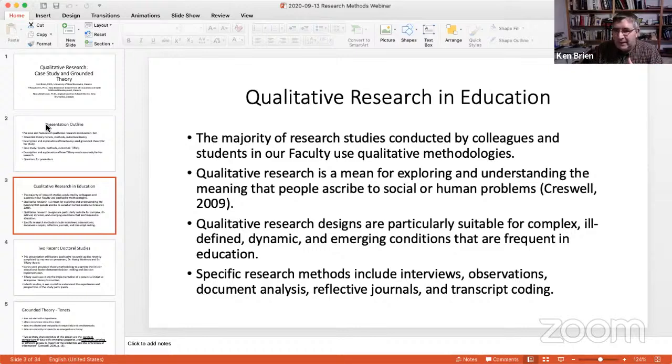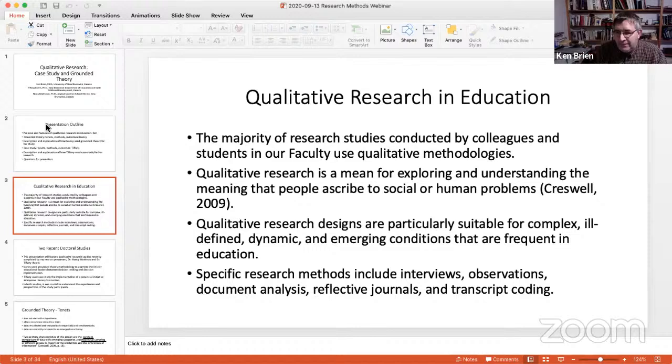For example, you're looking at how students learn. Well, we all know that students learn in a lot of different ways. Or we're looking at, say, policy matters, how to address concerns, issues, tensions. Those are complex. They're ill-defined. It's not clear what exactly are the particular variables at play. Also in education, we have a lot of dynamism. Things are changing all the time. And also we have emerging conditions, things that are coming up that weren't as important in the past. So qualitative methods are particularly suitable for those types of problems.